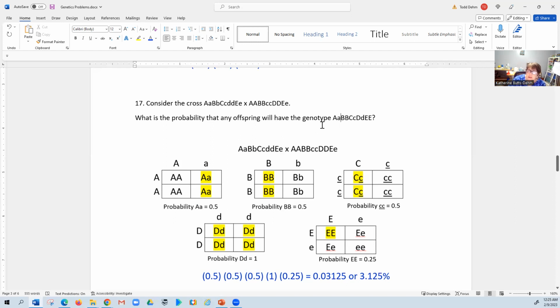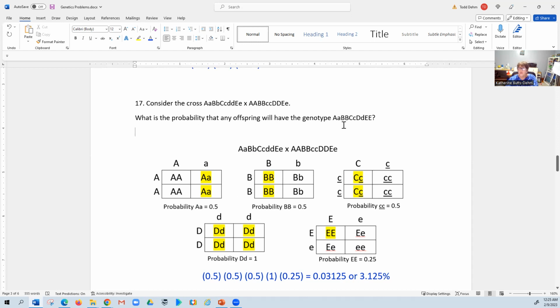So the next one, we're looking at the B's. Here's big B, little b, big B, big B. So your big B's go down here, little b go down here, and then big B's across. So we're looking for big B, and that's 50% or 0.5. Now your C's, we're looking for heterozygous C's, and we've got heterozygous and little c's. And half of them are going to be heterozygous.